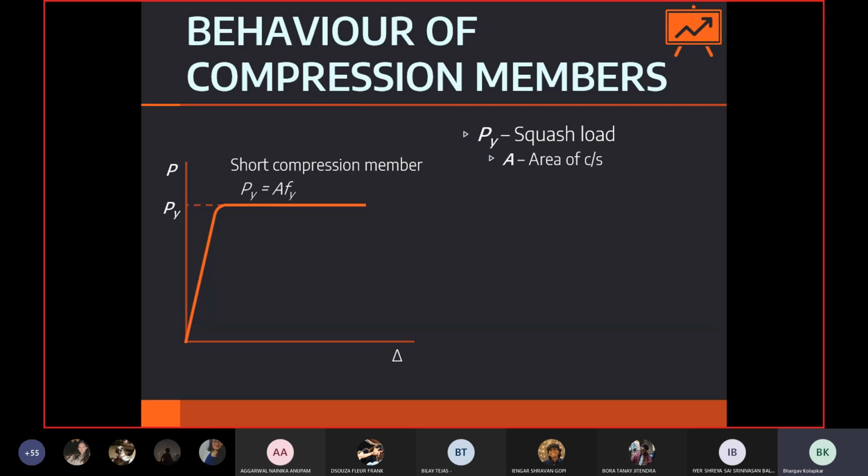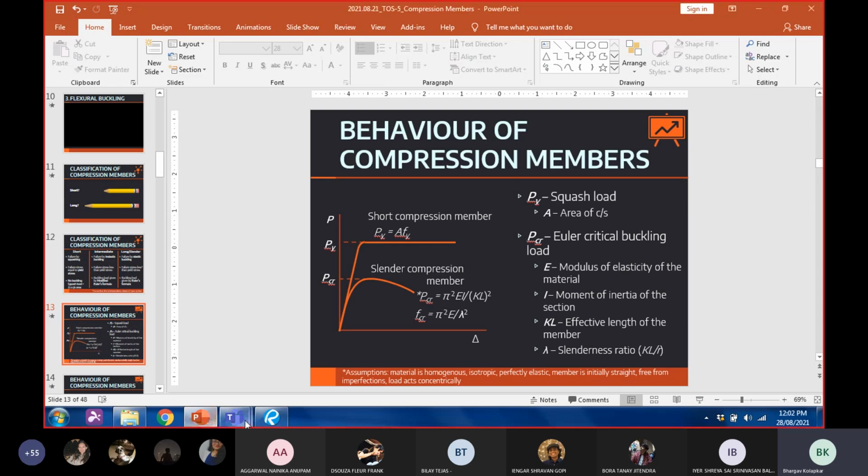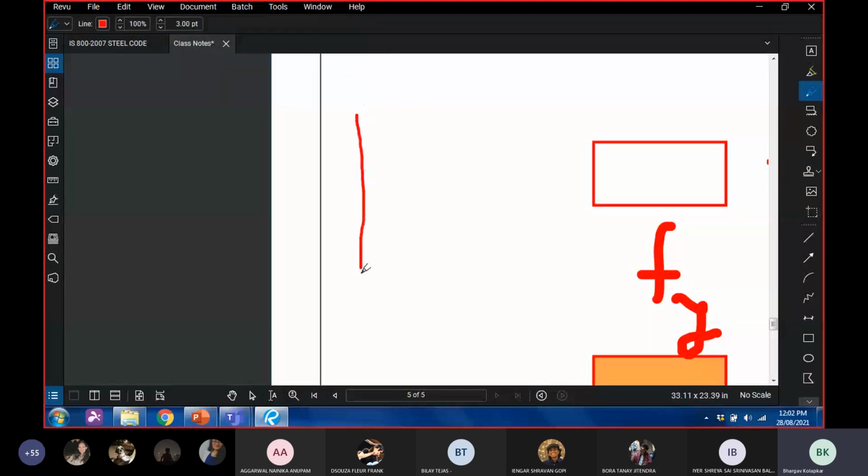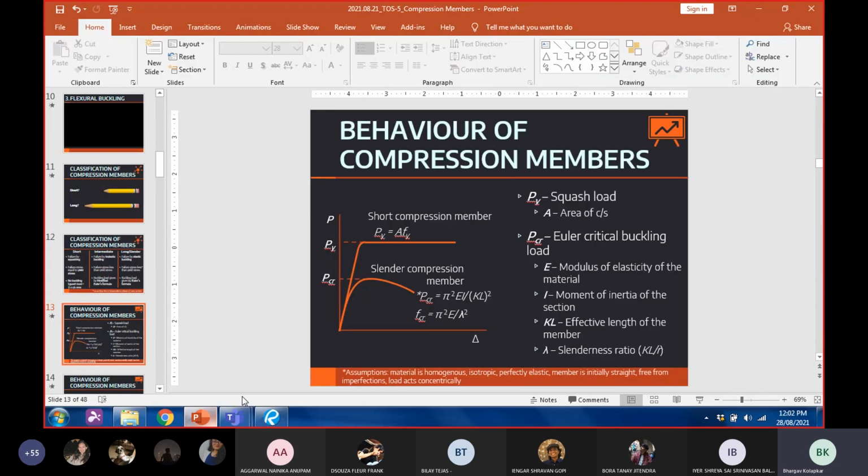If it's a short compression member, this is a little exaggeration. What actually happens is, if I draw a graph, with x and y axes, it's very close. Then when the stress reaches Fy, there's a sudden increase in the strain, or a sudden increase in the deflection.